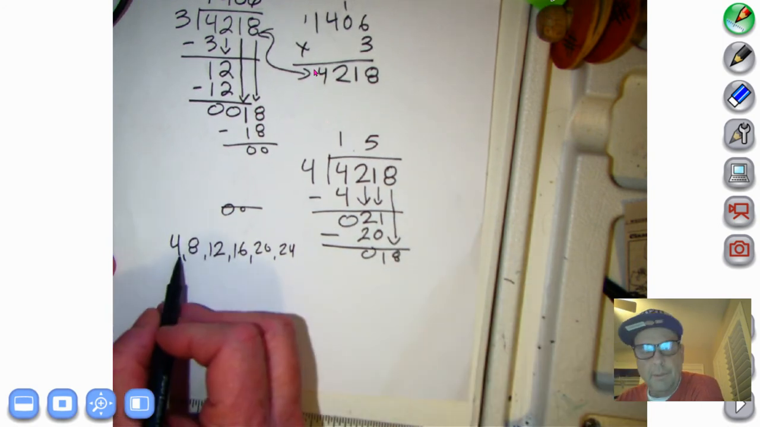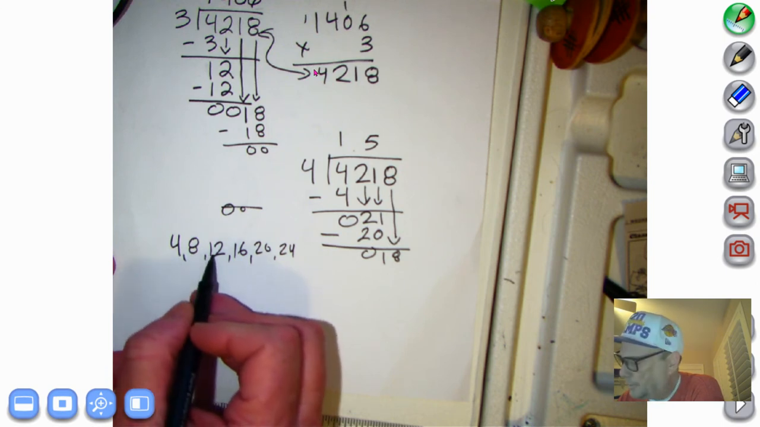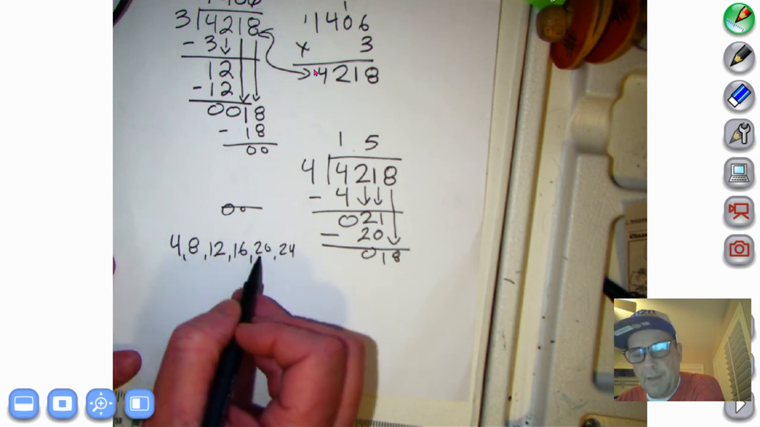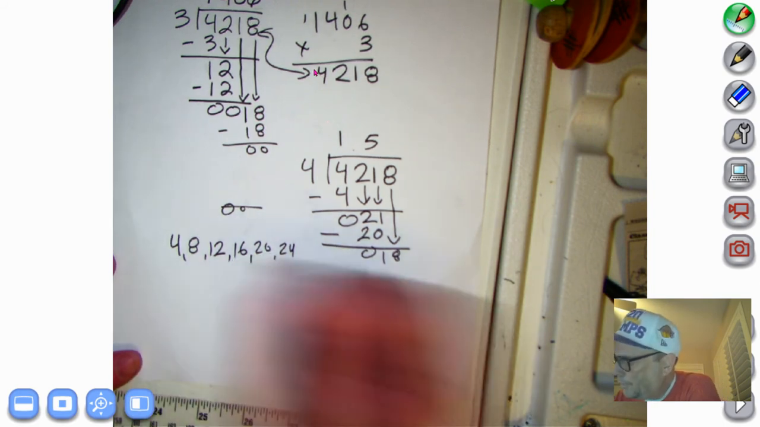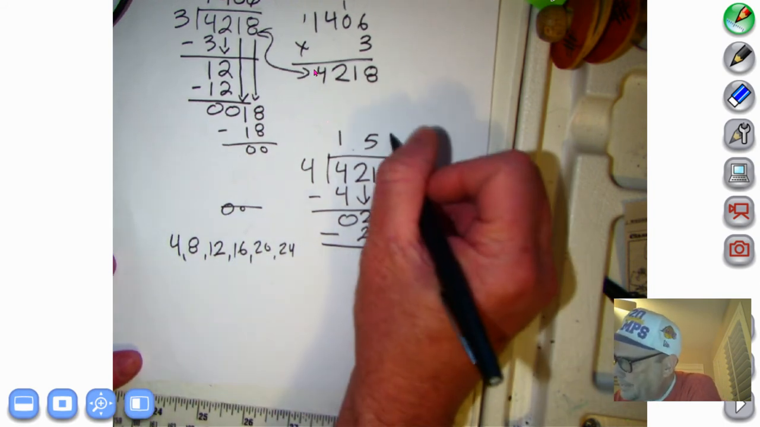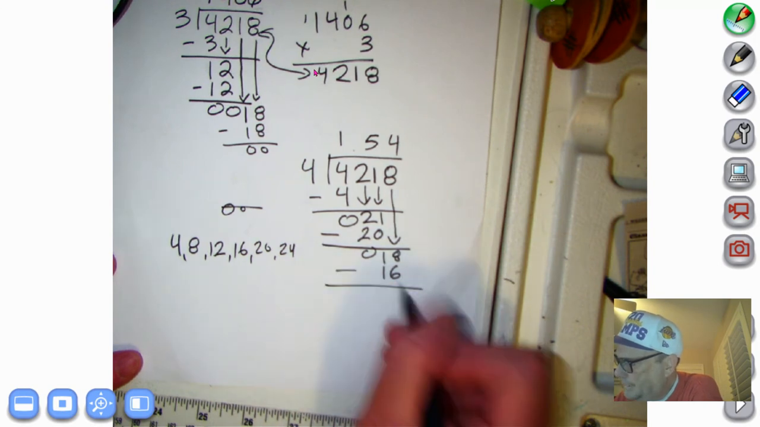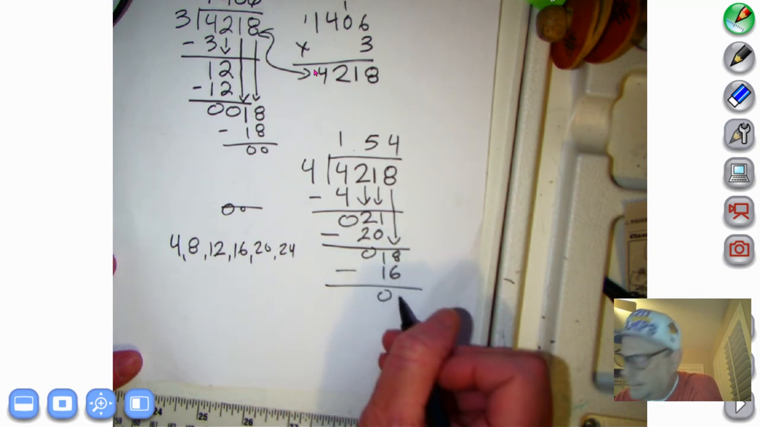So look, 4 times 1 is 4. 4 times 2 is 8. 4 times 3 is 12. 4 times 4 is 16. 4 times 5 is 20. Too much. So we have to go to 4 times 4, which is 16. Subtract. 1 minus 1 is 0. 8 minus 6, 7, 8 is 2.